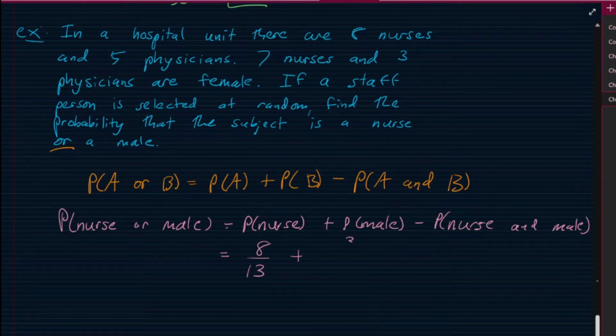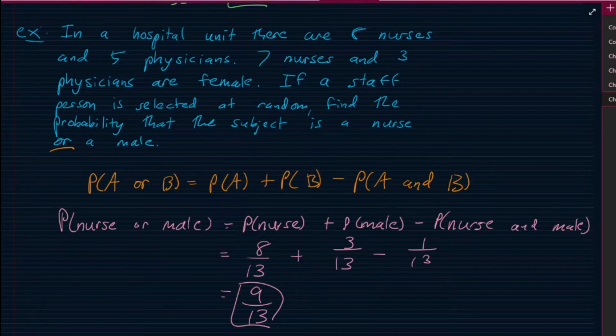Minus the probability of getting a male nurse, which is what? Well, there's 7 nurses. No, 7 of the nurses are female, and there's 8 nurses. So there's only 1 male nurse. So that's minus 1 out of 13, giving us 9 out of 13 for this one. So not so bad as long as you can evaluate the individual probabilities, because this formula is pretty straightforward. It's just one formula, not too hard to remember either, I think.